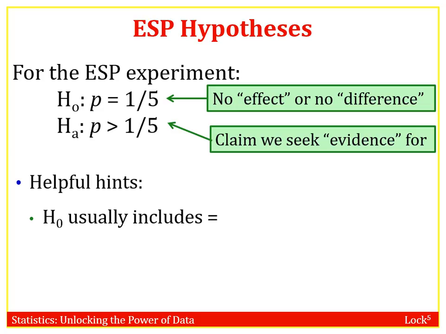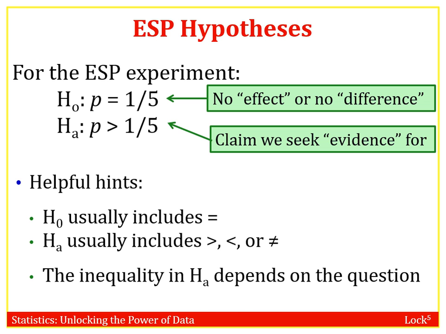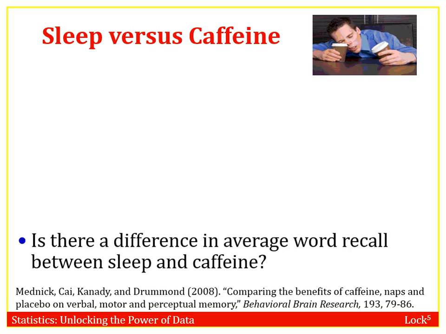So your null hypothesis always has an equal to. Your alternative either has a greater than, a less than, or not equal to. So consider sleep versus caffeine.